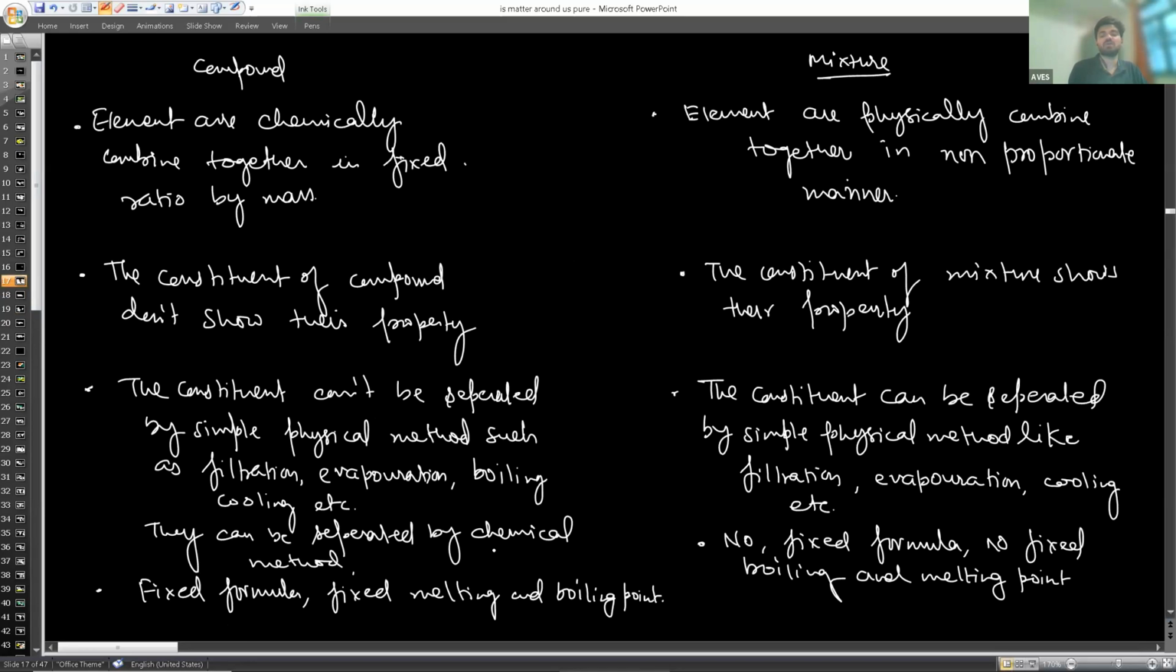Next, compounds can be separated by chemical methods. We can separate them by chemical methods, yes, by passing electricity. Then we can separate the hydrogen gas and oxygen gas. Here they have a fixed formula, fixed melting and boiling point. Like you see, water has a fixed melting and boiling point. But mixtures don't have a fixed melting and boiling point.